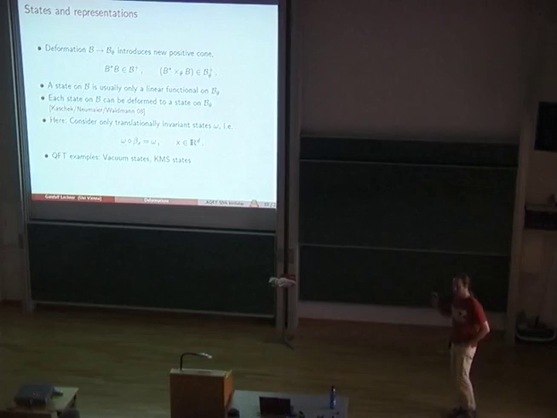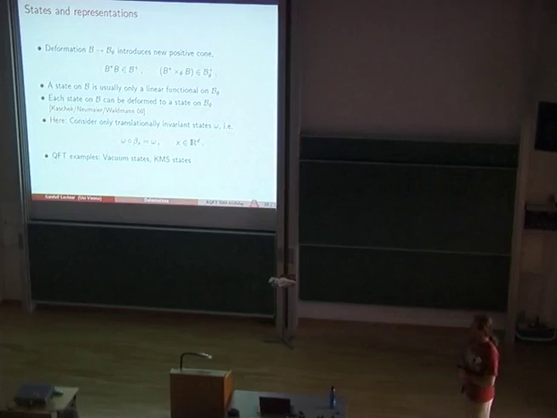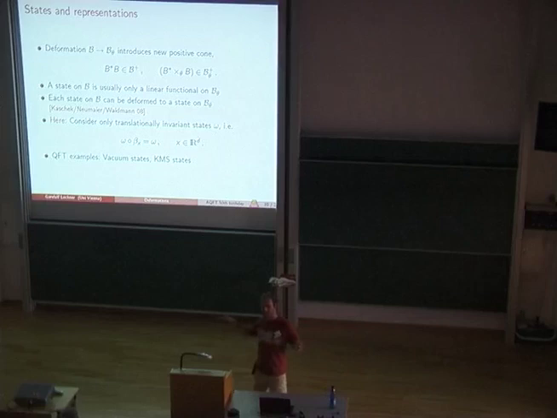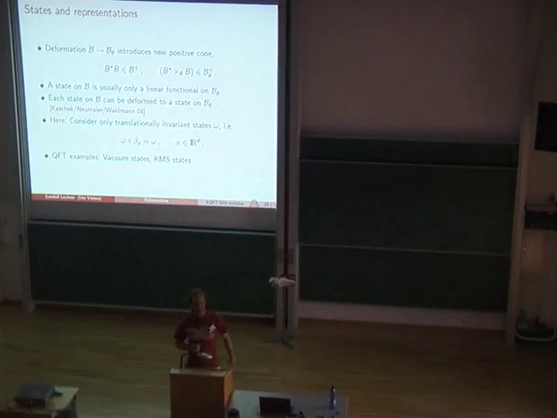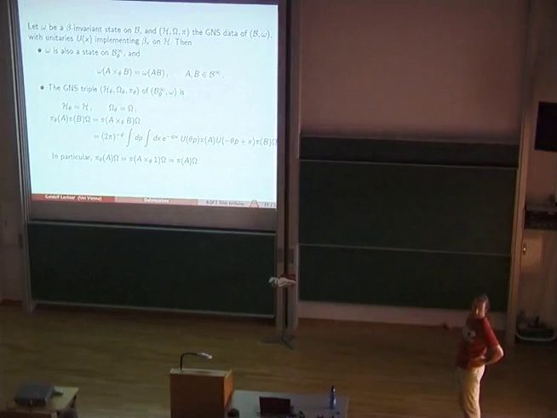We consider the simpler situation where we only look at translationally invariant states, invariant under this action beta. This is physically well motivated. Think of vacuum states or thermal equilibrium states. These are translationally invariant. It's a simple case, but a relevant case. And the good thing is, in this case, you don't need to change the state. Or put differently, let omega be an invariant state on your undeformed algebra and introduce the GNS data corresponding to that state.